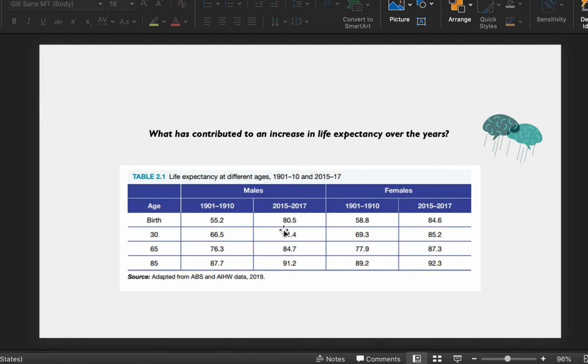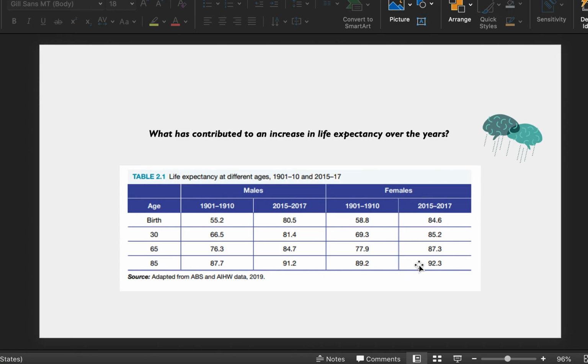And even now, if you Google the current life expectancy for Australian males and females, on average, it's sitting higher than this already. At birth, I believe it's at 83.5 is the current norm from birth. And as you go up, it continues to go up as well. This is for both males and females.